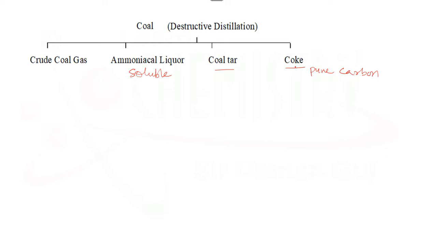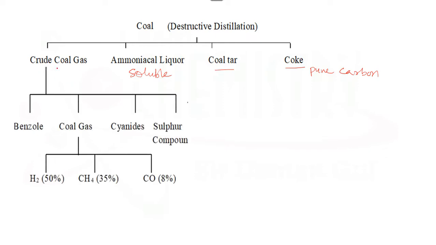Okay, now let's move towards what will happen if we do further distillation. Remember that this crude coal gas may have these types of compounds. I already showed you that this coal gas is composed of hydrogen gas, about 50%, methane gas, about 35%, and carbon monoxide, about 8%, and others.